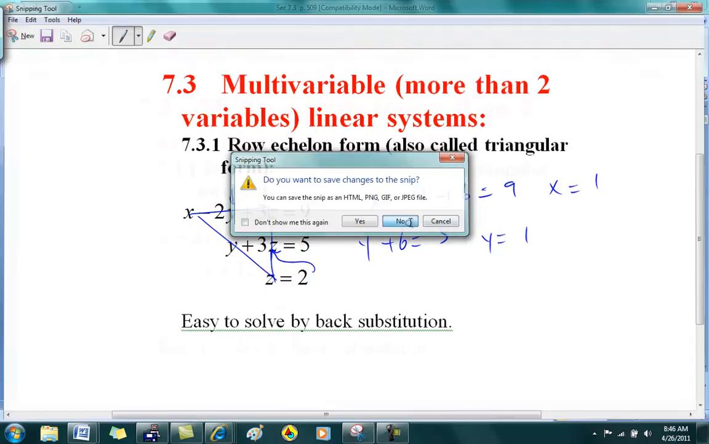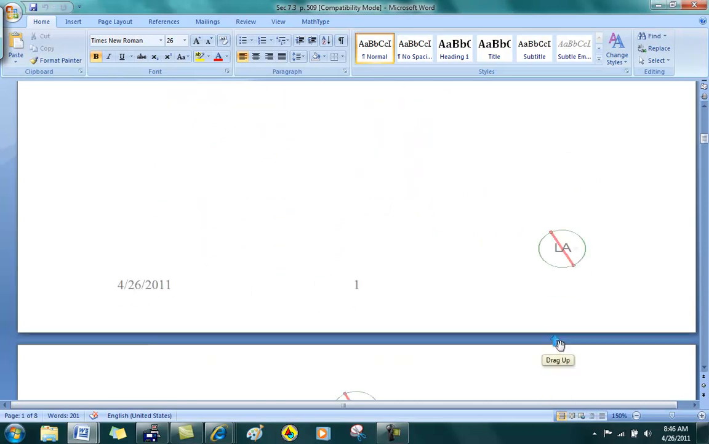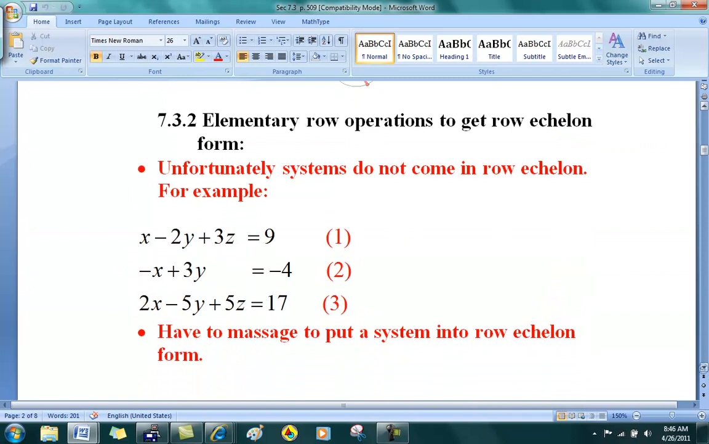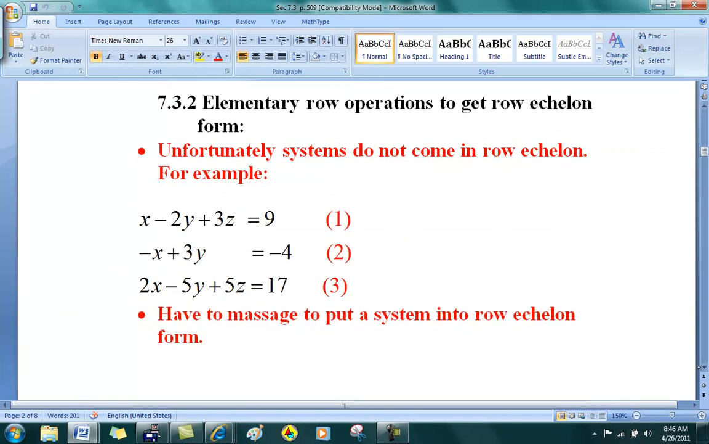Fortunately, equations don't come that easy. If they did, then my job would be too easy, and I don't like easy. All right, here's a system that we want to work with. It's not in row echelon form. It's not in triangular form. I've got to massage it to put it in that form. So spend a minute, get those equations down, and let's start looking at how we massage this. I'm going to pause here.